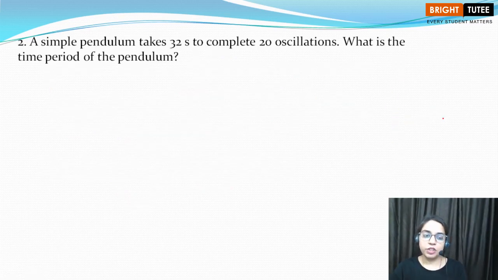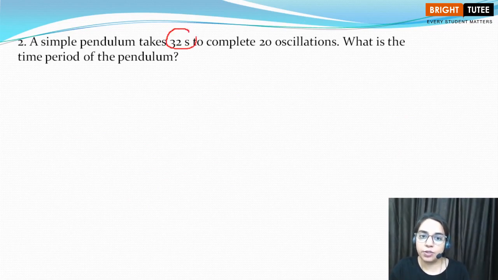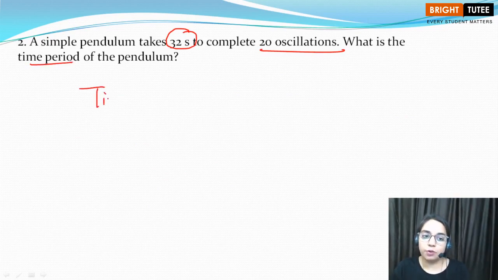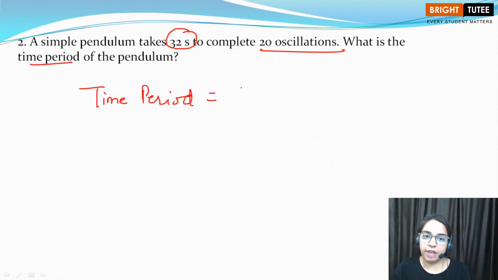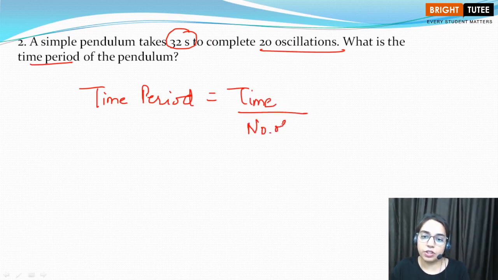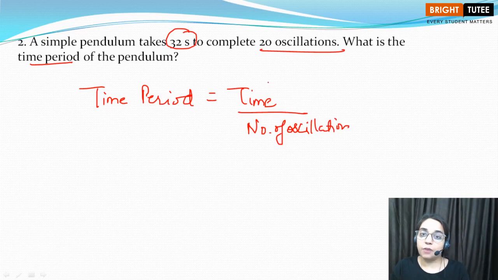So let's move to the next question, children. We have a simple pendulum which takes 32 seconds to complete 20 oscillations, and you have to calculate the time period of the pendulum. And we know how we calculate the time period, children? We calculate the time period by dividing the time taken to complete oscillations by the number of oscillations. And this time taken is of the number of oscillations that we are noting down.